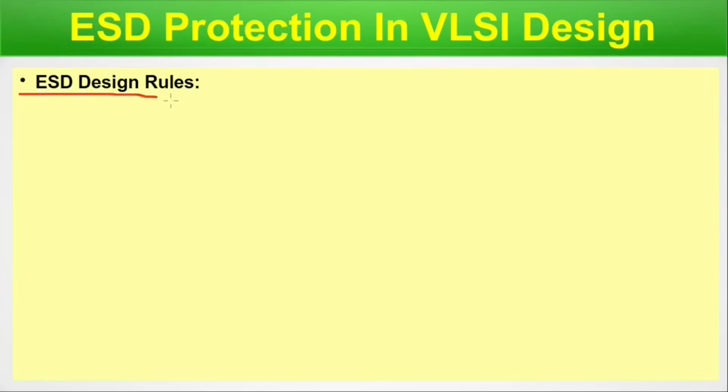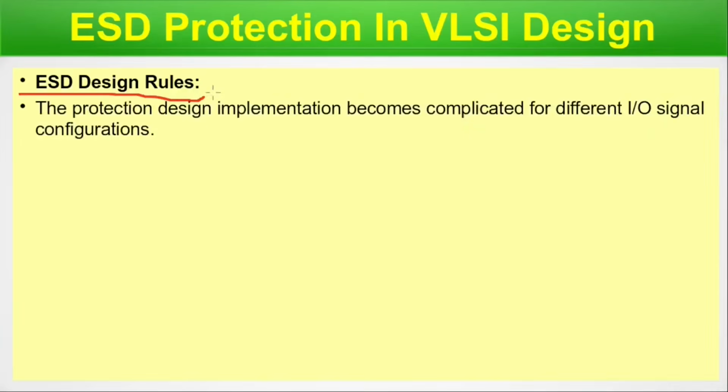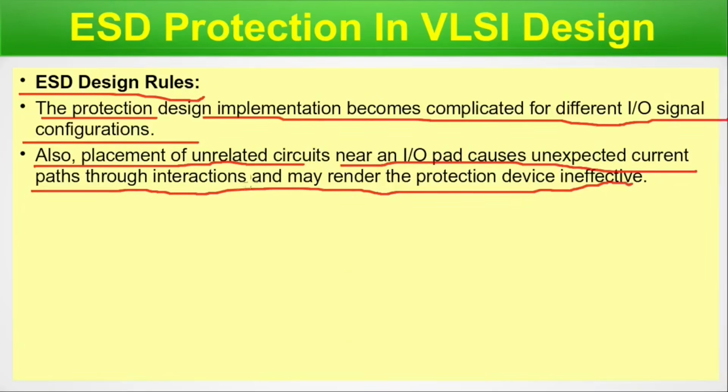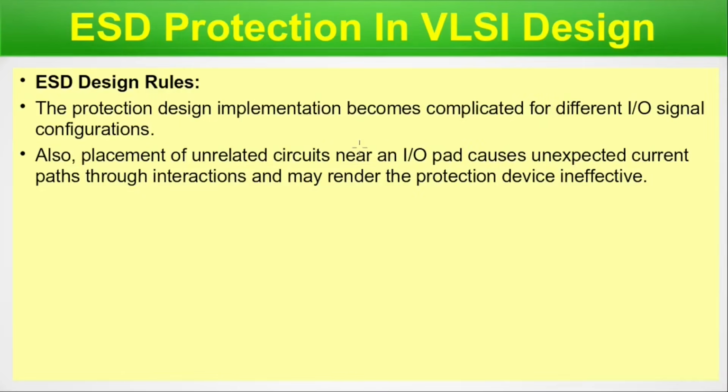First we start here with the ESD design rules. Generally we have a physical verification stage where we check the design rules. There we incorporate the ESD design rules that come with the ESD document. The protection design implementation becomes complicated for various IO signal configurations. Also, placement of unrelated circuits near an IO pad causes unexpected current paths through interaction or may render the protection device ineffective. So these are checks that should be done by the designer, and the rules may have some of them incorporated.